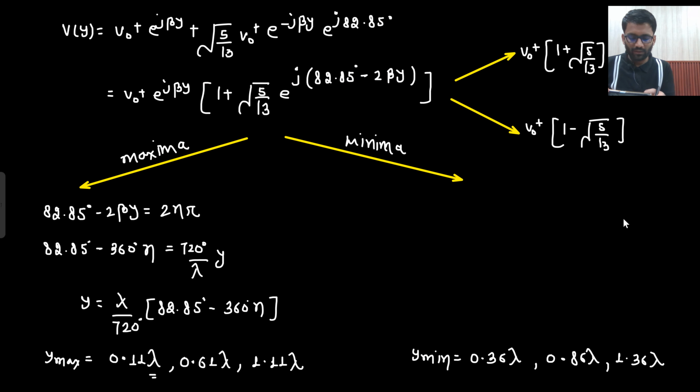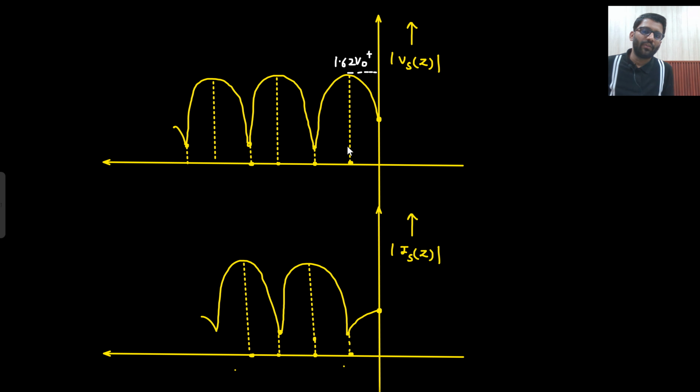So what would that be? Under root 5 by 13 minus 1, that would be 0.38. 0.38 V naught plus. So the minima value will be equal to 0.38 V naught plus. Okay. So now you are able to differentiate between all the options, I guess. So here what you are getting is 1.62 I naught plus, and the minima is 0.38 I naught plus.